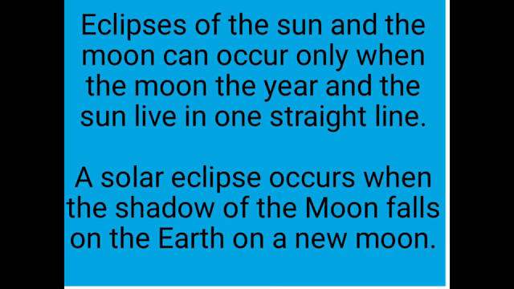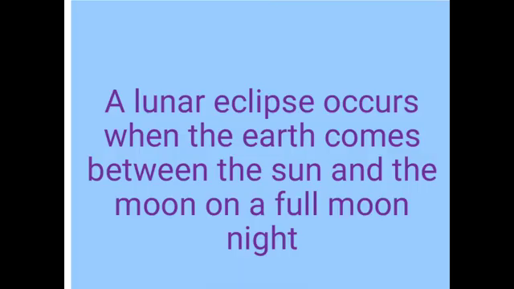And the third one, solar eclipse. A solar eclipse occurs when the shadow of the moon falls on the earth on a new moon day. And last, the lunar eclipse. A lunar eclipse occurs when the earth comes between the sun and the moon on a full moon night.